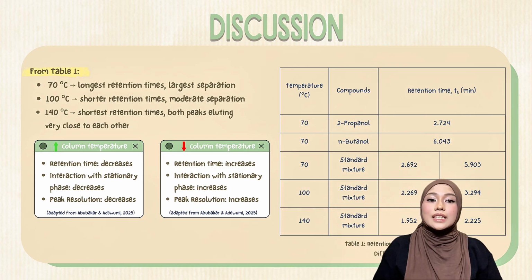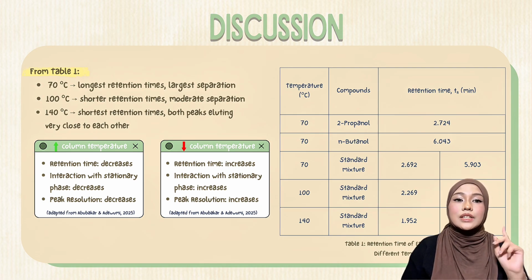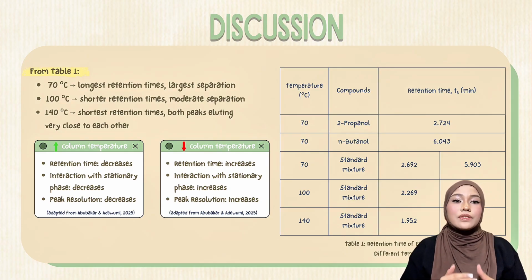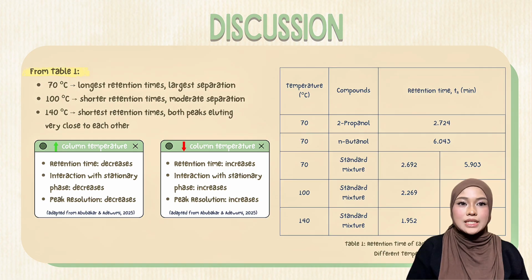Lastly, I will explain the effect of column temperature on chromatographic behavior. When column temperature increases, the retention time will decrease because the compounds spend less time interacting with the stationary phase, which will also lead to a decrease in the peak resolution. Conversely, when column temperature decreases, the interaction with the stationary phase will increase, and this will result in longer retention time and improved peak separation.